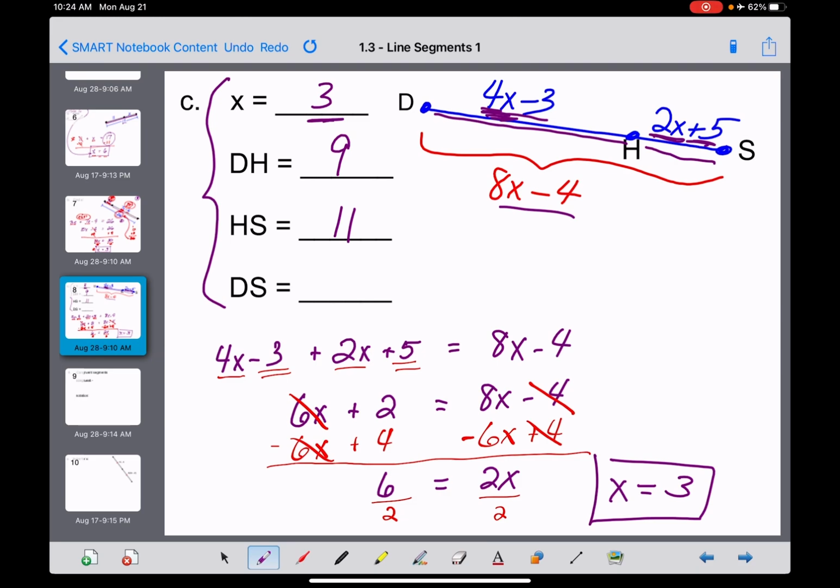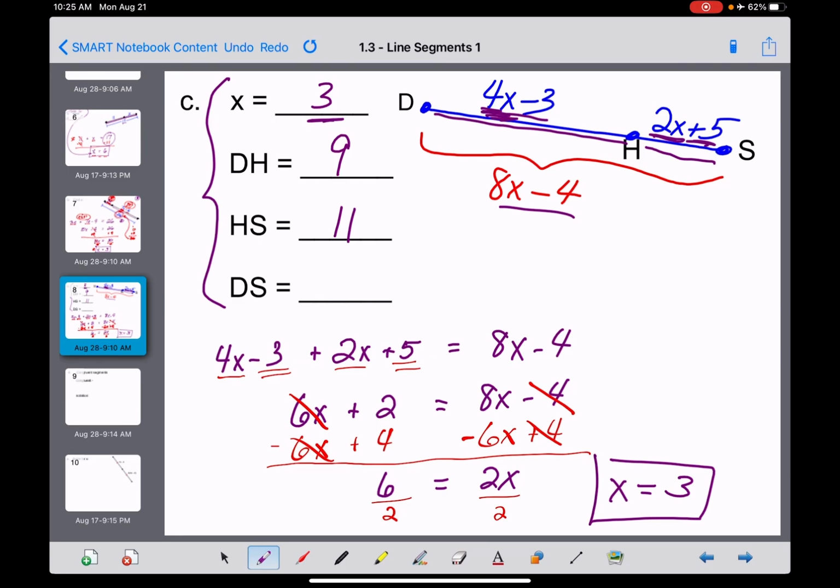Now again, some people are going to stop me and say, whoa, whoa, whoa, that can't be right because HS, I can see right here, is shorter than DH, but here you're telling me that it's bigger. Remember, guys, we don't trust our eyes. We trust the numbers. You cannot look at a diagram and know for a fact that one segment is longer than another.